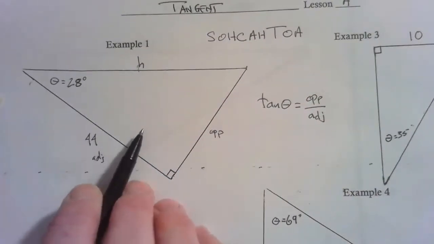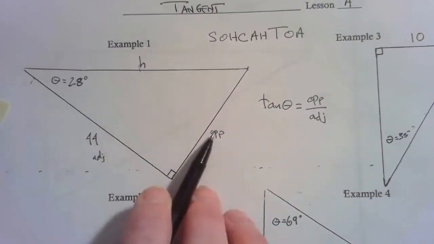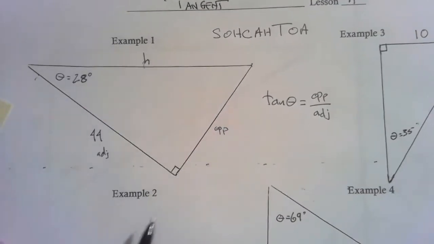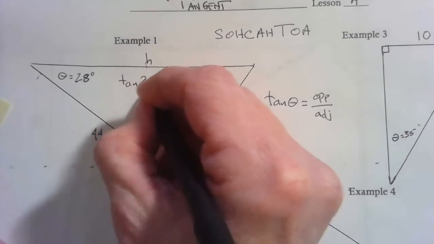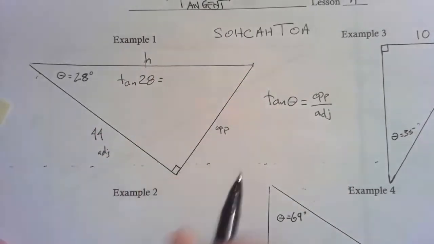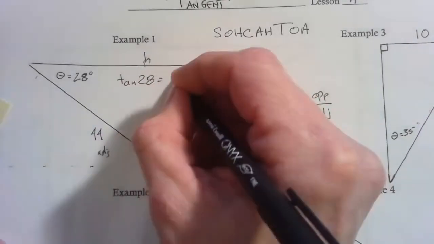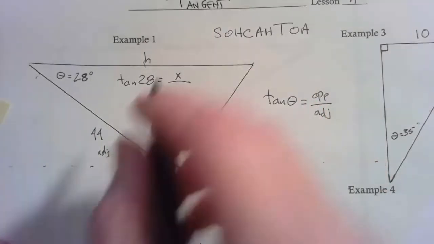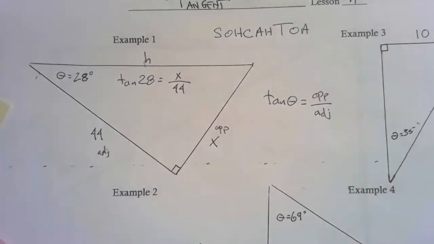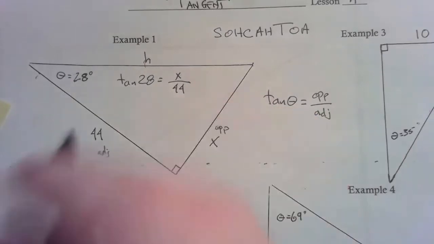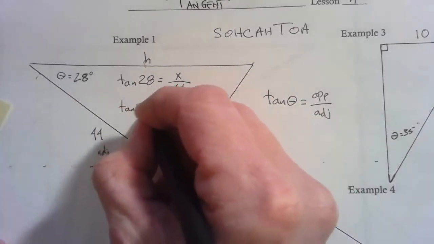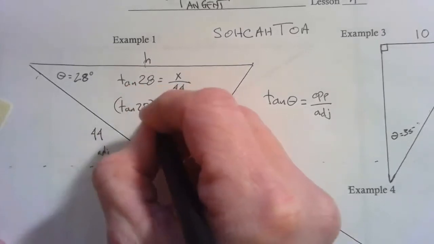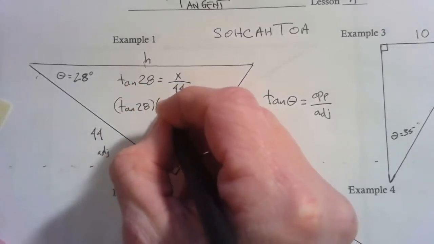And so applying that here, first thing we do is figure out what we have: opposite, adjacent, hypotenuse. So that means that the tangent of 28 degrees is equal to the opposite, we'll call that x because I don't know it, over the adjacent, which is 44. And as we've seen before, we multiply both sides by 44. So the tangent of 28 times 44 is going to give us our answer.